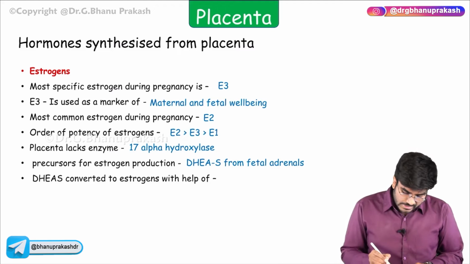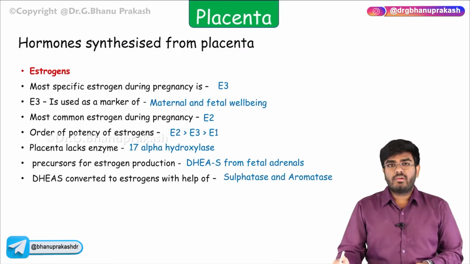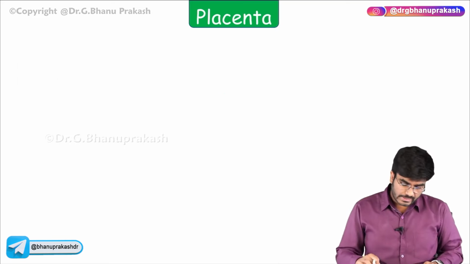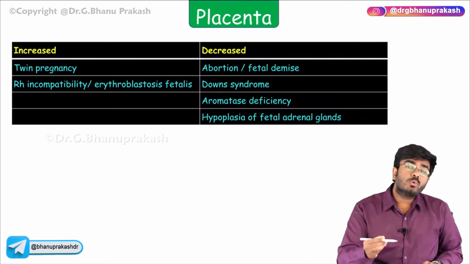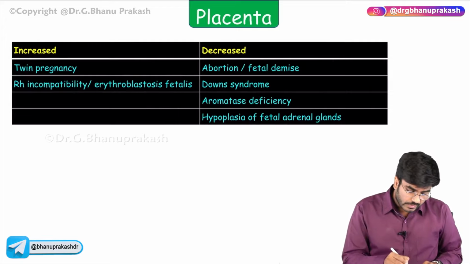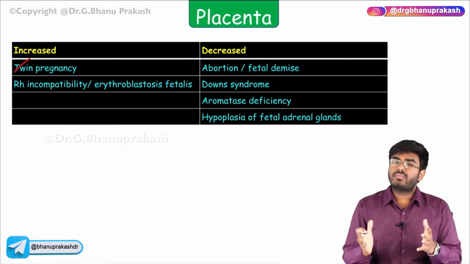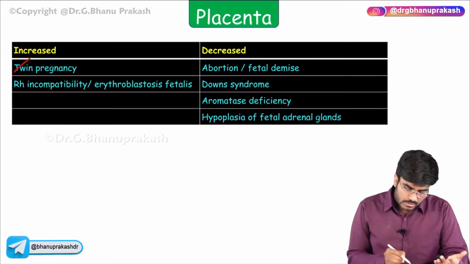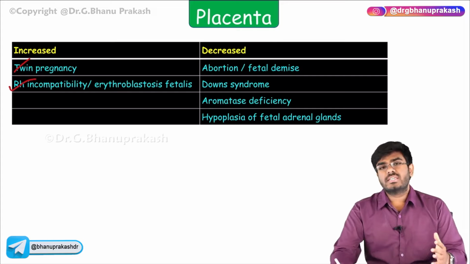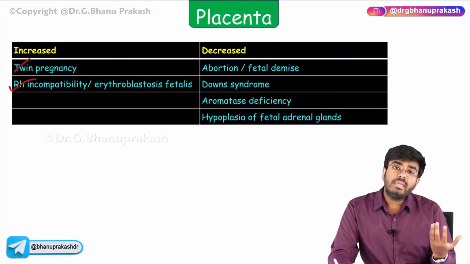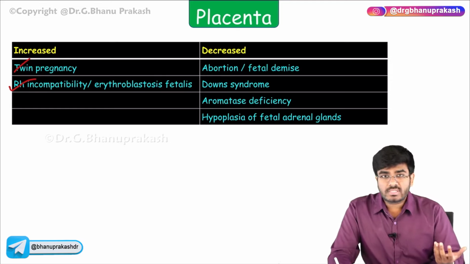Now, DHEAS is converted to estrogen with the help of, as we have already discussed, sulfatase, aromatase and 3-beta hydroxysteroid dehydrogenase. Okay. Now, let's see what are the conditions where estrogens are increased. One is a twin pregnancy. In a normal pregnancy itself, estrogens are going to be increased. If there is a twin pregnancy, definitely more estrogens will be there, and also in RH incompatibility. Okay, RH isoimmunization. Like progesterone, which we have discussed, it will be increased in RH isoimmunization.